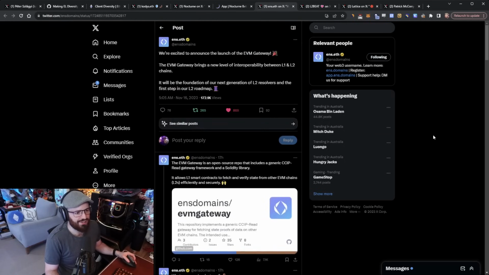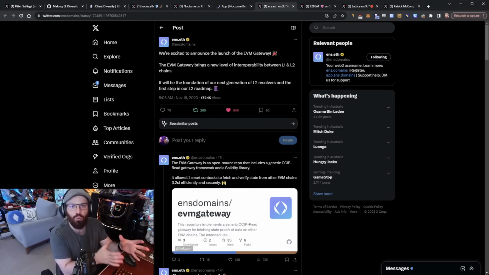Now, this goes back to what I was saying before about all this FUD around the fact that people are saying L2s break composability, they break interoperability, they're not able to communicate with each other as effectively and efficiently as an L1 is.